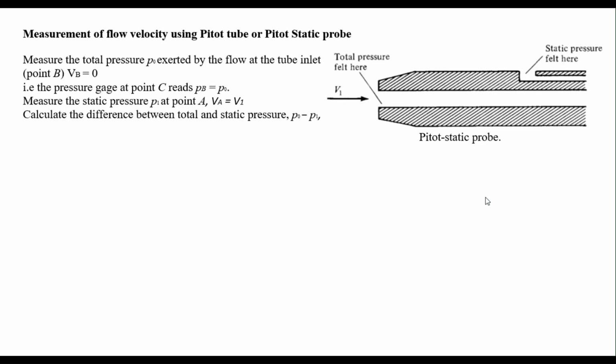When we incorporate the static probe into the pitot tube, it becomes the pitot-static probe. The measurement of total pressure P0 exerted by the flow is taken at the inlet point B of the tube, where the velocity is zero.